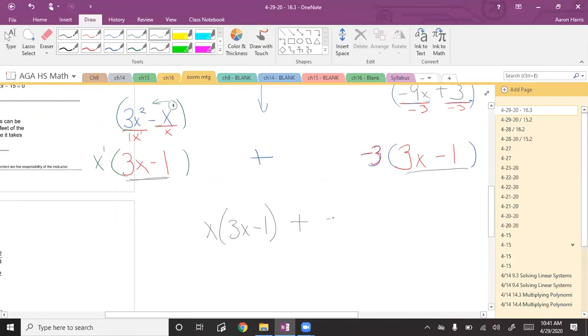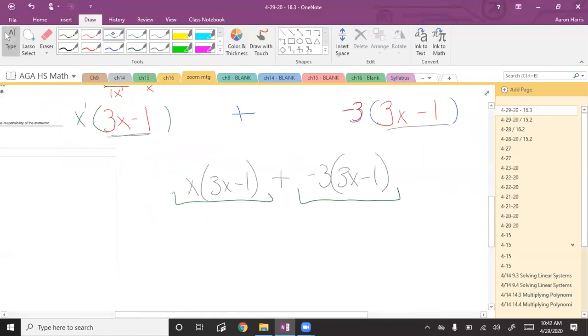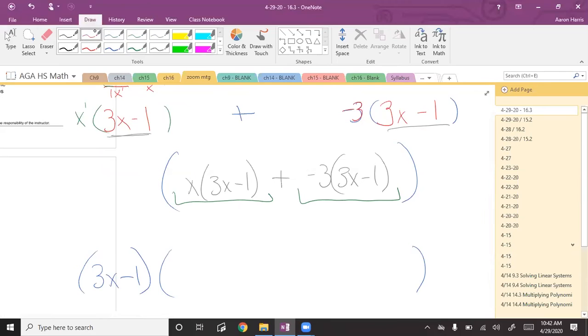plus -3 times 3x minus 1. And I have 2 terms. What do you see in each term that's exactly alike? Great answers. Awesome. Love it. So put my empty parentheses, I see a 3x minus 1 on both sides. That is my new GCF. And what do I do with my GCF? I divide each term by my GCF.